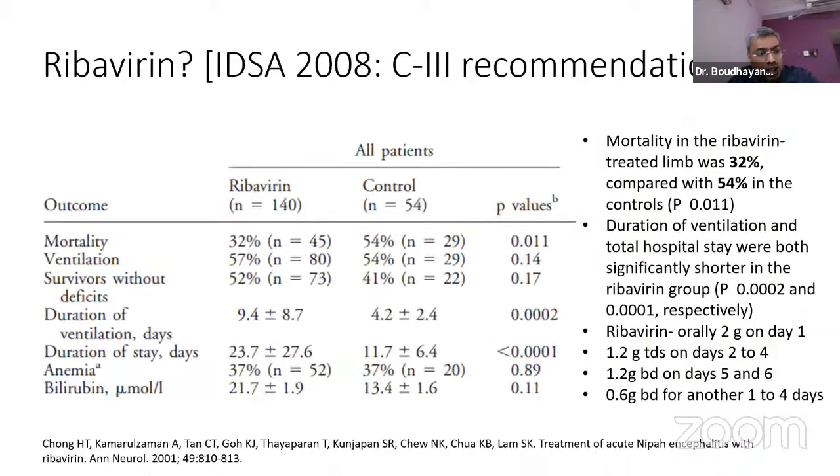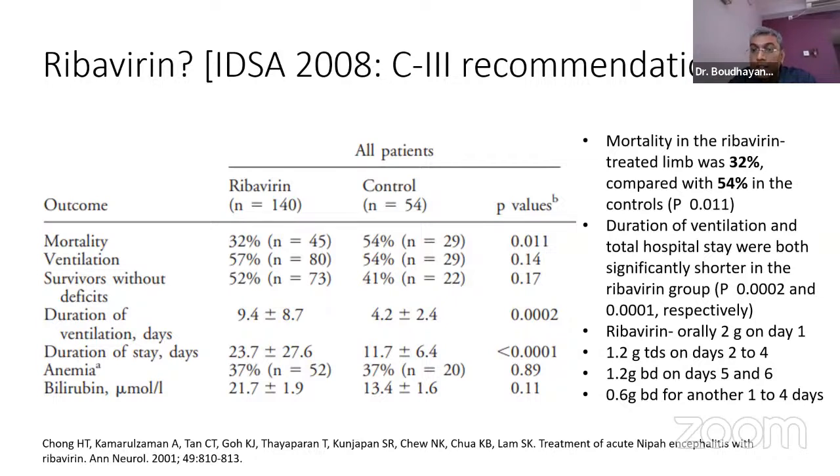And what about this pan-viral drug, that is ribavirin? Ribavirin has been tried in almost all RNA viruses actually. But one study is there from the epidemic of Malaysia for the Nipah virus. They used ribavirin in a high dose, that is 2 gram on day 1, 1.2 TDS on day 2 to day 4, 1.2 BD on day 5 to day 6, 0.6 BD for another 1 to 4 days.